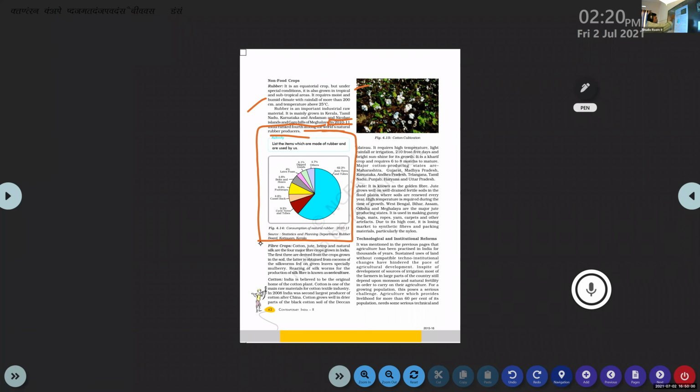Next one, fiber crops. We already discussed what the non-food crops are. Basically, we are discussing the rubber. Fiber crops like cotton and jute. These are the things that come under non-food crops. Under fiber crops, two are here: one is cotton, the other is jute. One more is the silk production. We'll discuss that too.